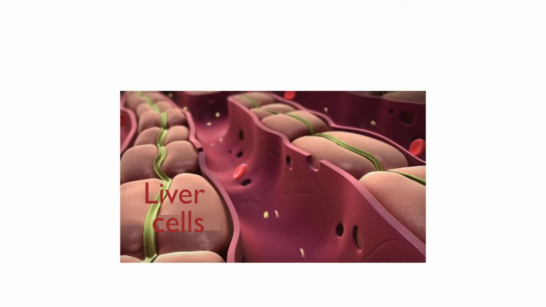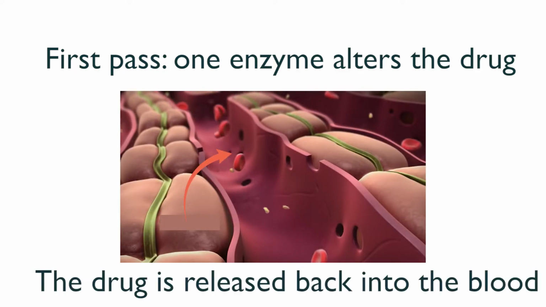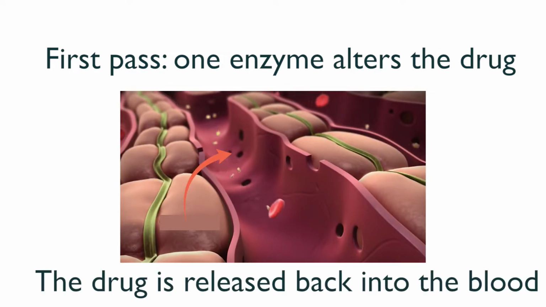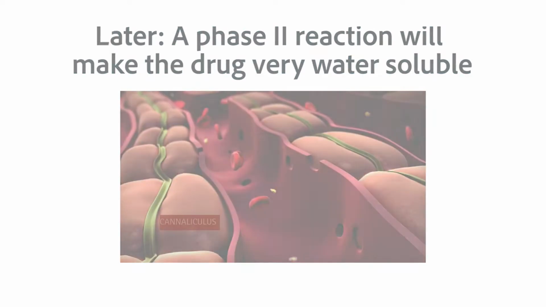The first time the omeprazole goes through the liver into the hepatocyte, or in other words, on the hepatic first pass, one of the hundreds of hepatic cytochrome P450 enzymes will alter that medication slightly. And jumping ahead for a moment, later the already altered medication that has been circulating around will go back to the liver where a phase 2 reaction will make it very water soluble and easily excreted.